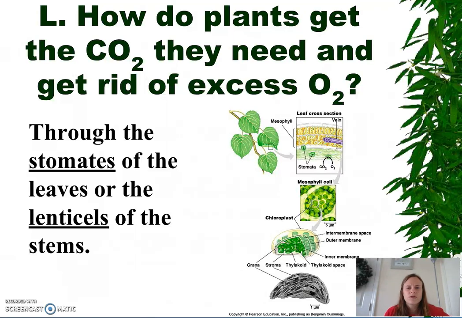First of all, before we even talk about a C3 plant, we need to know how photosynthesis occurs. In other words, how do plants get the carbon dioxide that they need and get rid of excess oxygen that they don't need? It's through the stomates of the leaves or the lenticles of the stems.